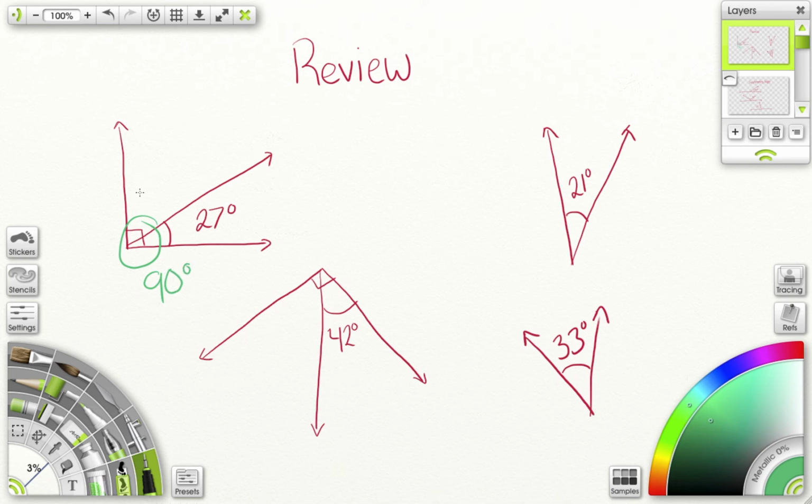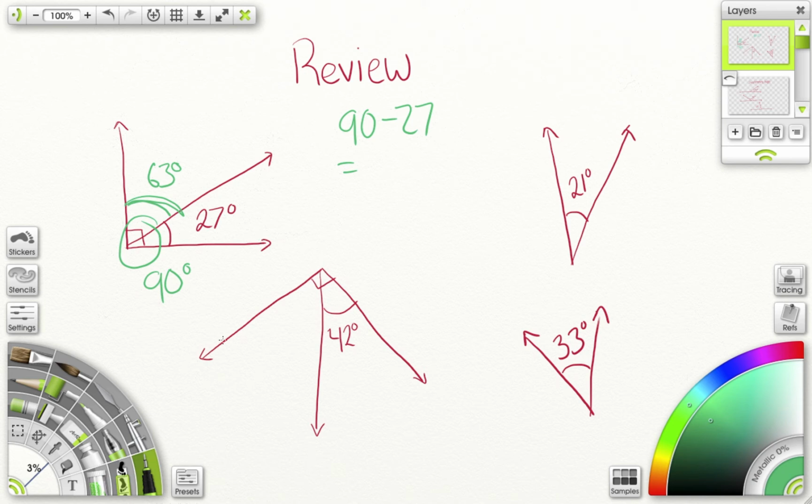So in order to find out what this angle here is, you basically take 90 and you minus 27 in this case, and that will give you 90 minus 27, and that will give you 63. So that means our missing angle right here is 63 degrees. Because when I add 63 and 27 together, I get my full 90-degree angle.